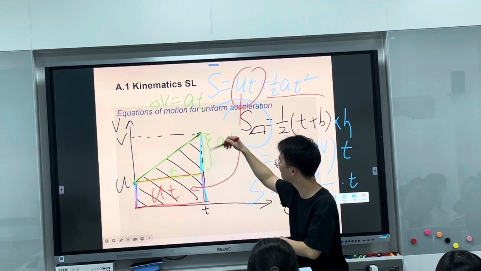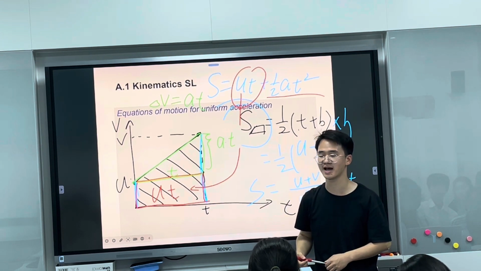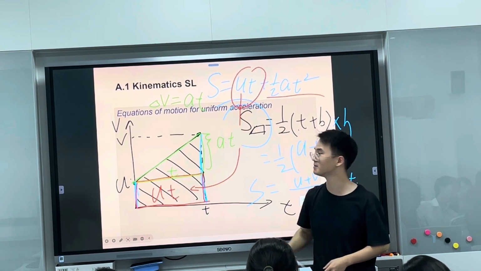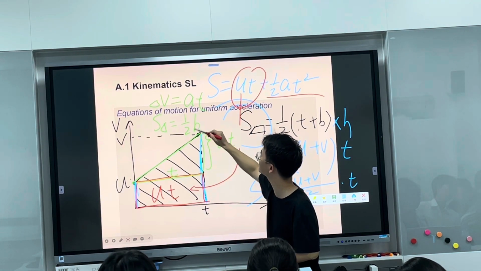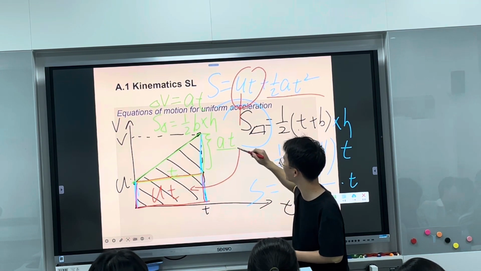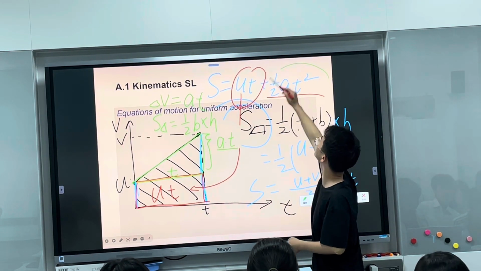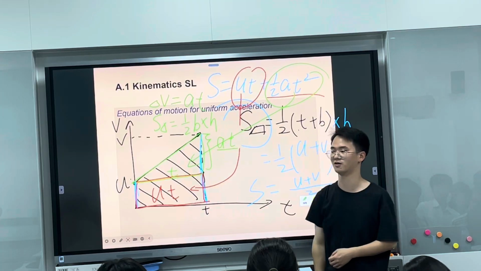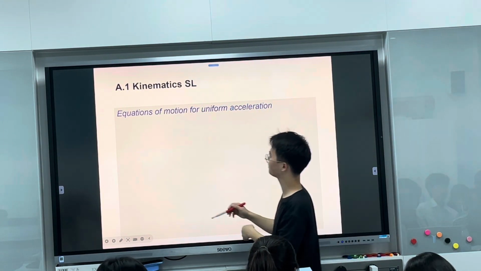So we know the base, we know the height. What's the formula for the area of a triangle? Half base times height. So the area of the triangle equals half times base times height, where base is at and height is t, so 1 over 2 at squared. This is the area of this triangle. Clear? That's our third equation.